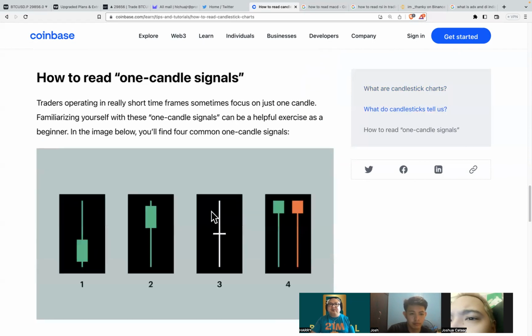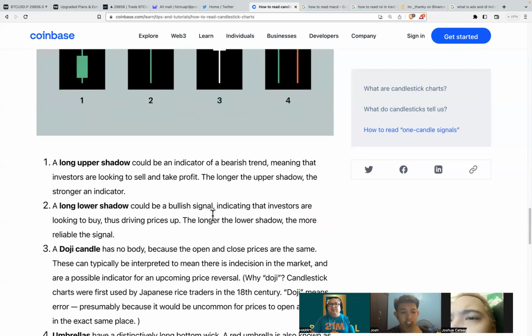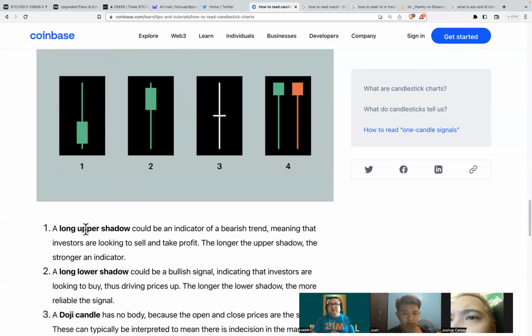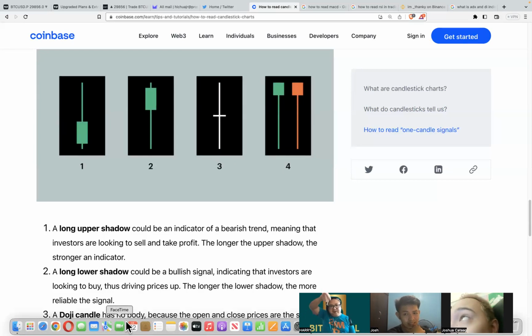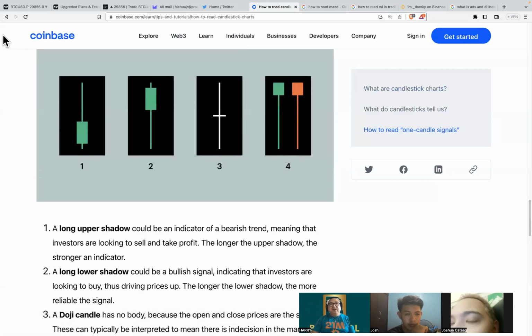So, how do we read this one? For example, ito. So the long upper shadow could be an indicator of a bearish trend, meaning that investors are looking to sell and take profit. The longer the upper shadow, the stronger the indicator. So ito green siya, 'di ba? Pero para siyang inverted hammer ang tawag namin dito. Parang alam mo yung inverted na hammer, martilyo na baligtad. So even though green siya, pero may pagka-bearish siya.